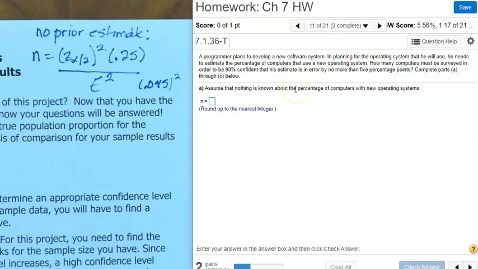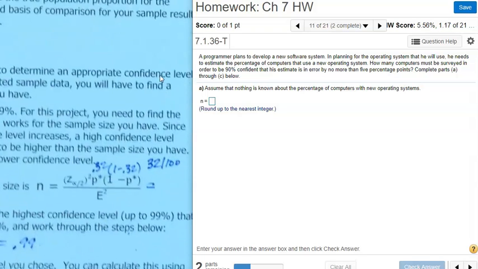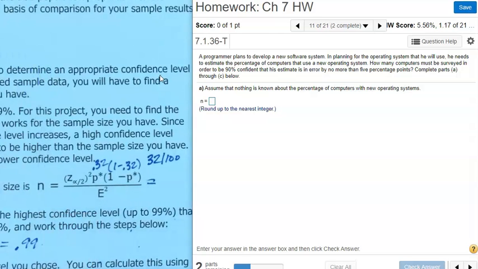They're asking you to calculate the minimum sample size two different ways. First of all, if you don't have a prior estimate, for that you'd use this formula, and then the second part will be if you do have a prior estimate, and for that one you would use this formula.